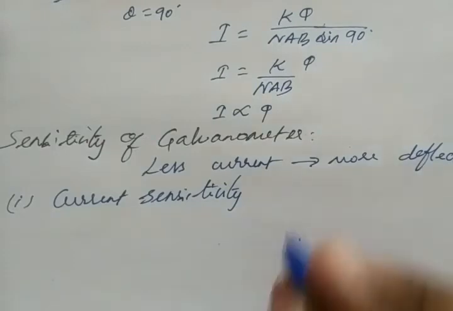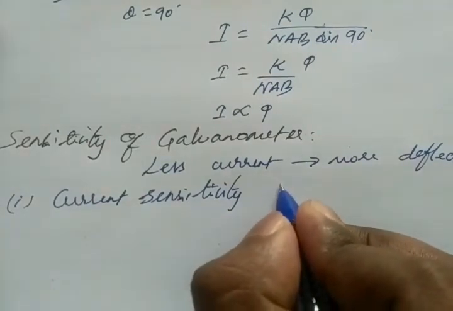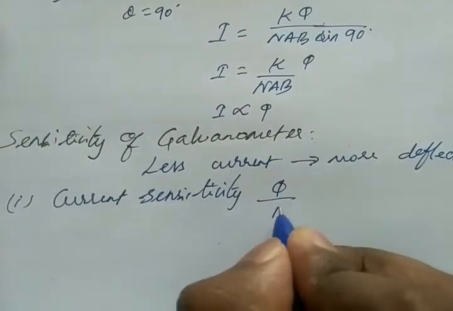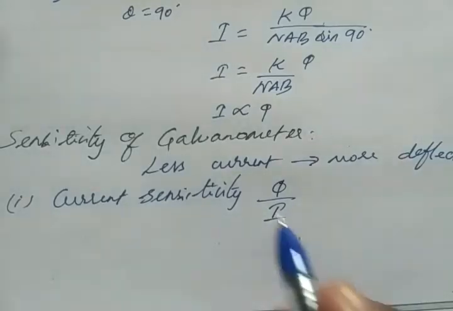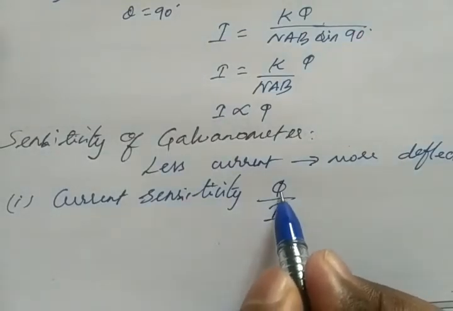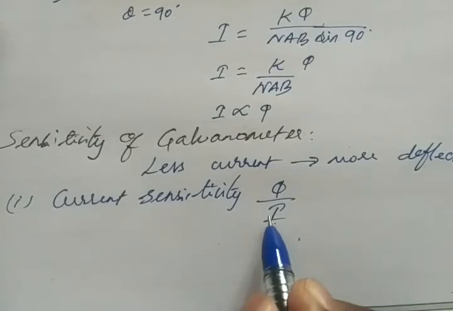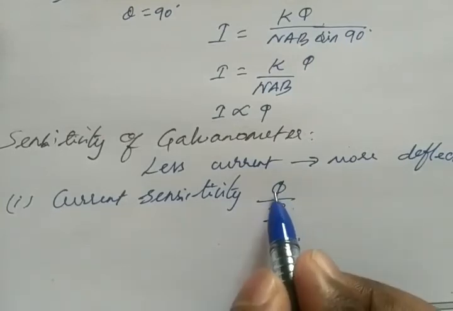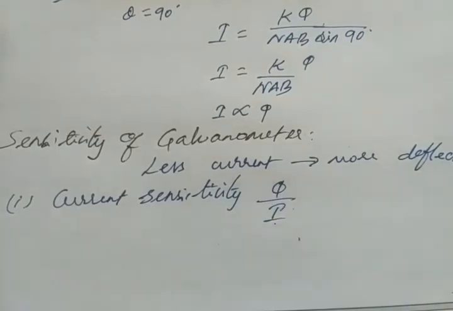Okay, so we say current sensitivity as we give a small amount of current for which the pointer deflected more. So deflection per current. We give a small amount of current and the deflection will be more. That is current sensitivity. So if you put a small value in the denominator, what will happen? Automatically the left side of the equation will increase.